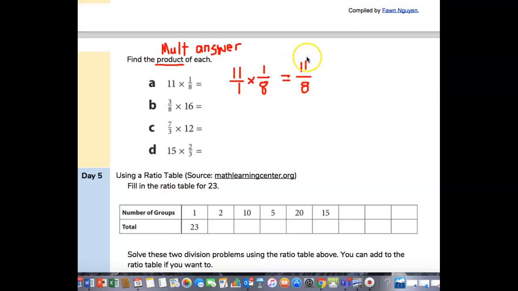This is an improper fraction because the top number is bigger than the bottom number. So you divide 11 divided by 8. How many groups of 8 are in 11? Just one. 1 times 8 is 8. You have to borrow. 11 take away 8 is 3. And this 3 is the numerator and the 8 is the denominator. So your answer here is 1 3/8 or 11/8.